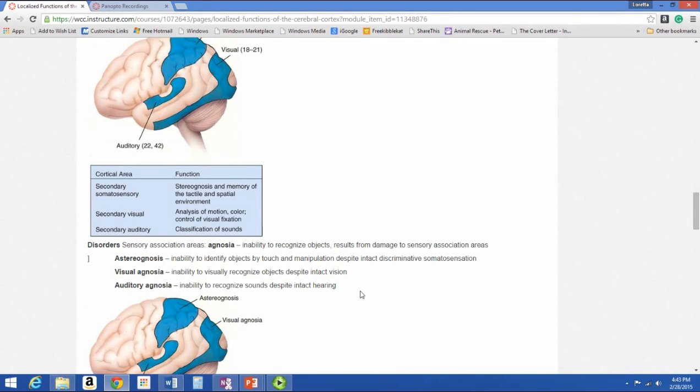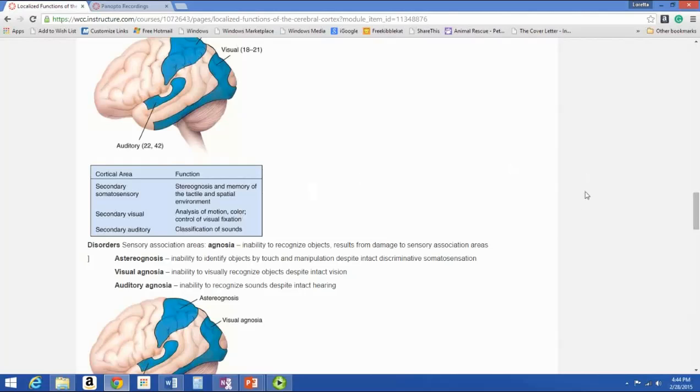Okay? So the secondary somatosensory area controls stereognosis and the memory of tactile and spatial environment. I don't know if you remember back in chapter 6 when I was talking about stereognosis, and I talked about the lab from Jamie's class where one of my classmates had a key and I had to identify it without using vision, and I picked it up and I'm like, oh, that's a Toyota key, because I had that memory of that information. So secondary visual analyzes motion, color, and visual fixation, and secondary auditory classifies the sounds.